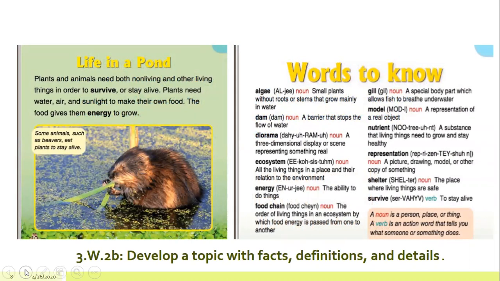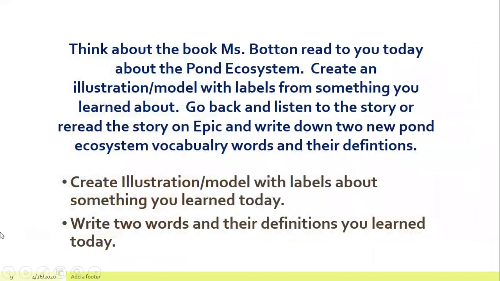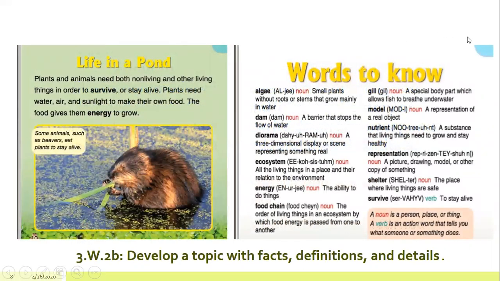Life in a pond. Now, if you look at this page, it follows our third standard. Develop a topic with facts, definitions, and details. And there's two words that jump right out at us, the word survive and the word energy. The word survive's definition is right in the sentence. That's one way you can write it. But the other, you could write it in the glossary or words to know. Plants and animals both need non-living and living things in order to survive or stay alive. Plants need air, water, and sunlight to make their own food. The food gives them energy to grow.